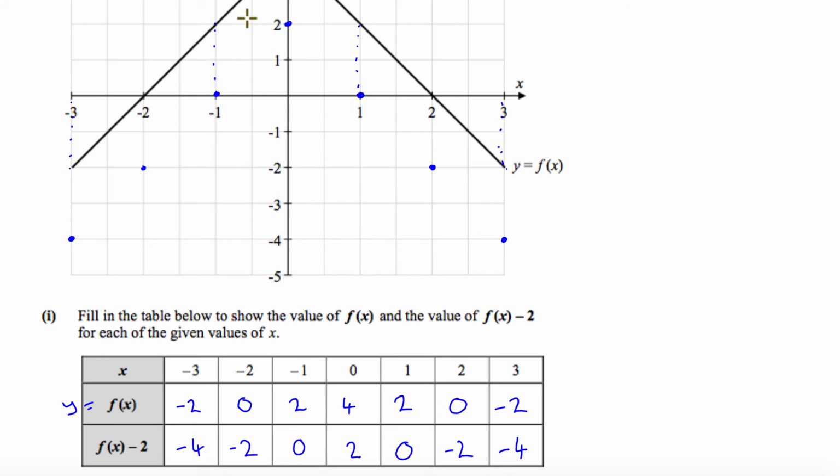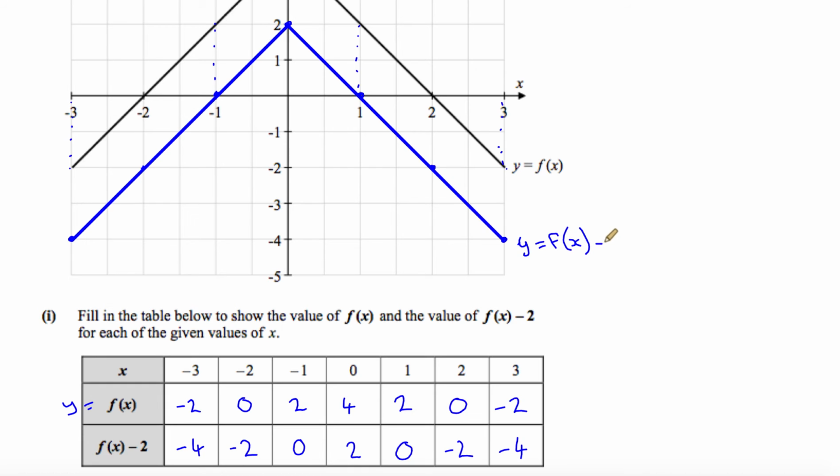So we just need to join those points up. The first line will be there, and then the second line would be there. And that would be the function y is equal to f of x minus 2.